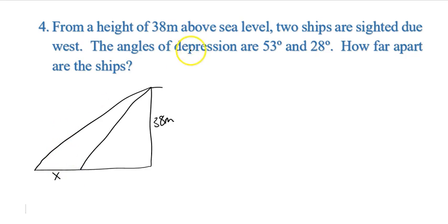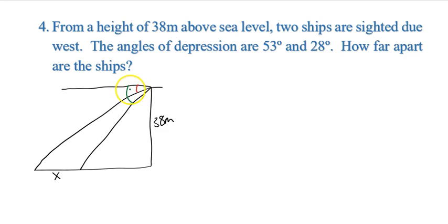Now, this angle of depression, again, this is where it gets a little tricky. You have to remember that angles of depression are flat on top. So these two angles are not the angles of depression. I have to make a horizontal line, and I have to realize that there are two angles here that I'm looking at as angles of depression. This red one is the smaller one, and the green one is the larger one. And so the red one is the 28 degrees, and the green one is the 53 degrees.